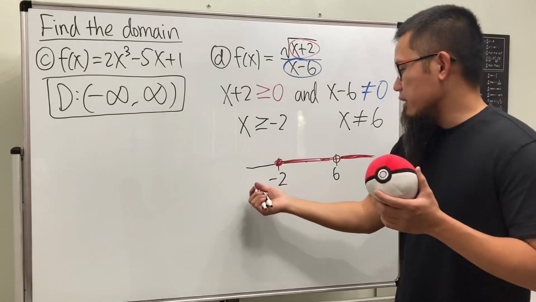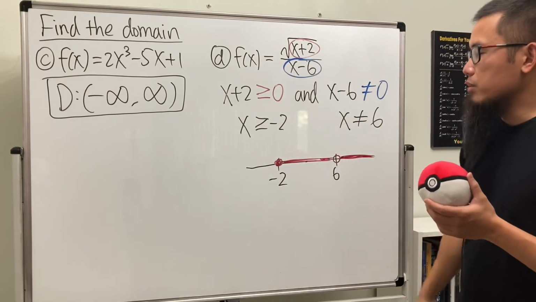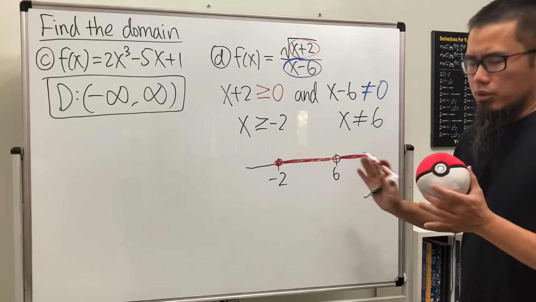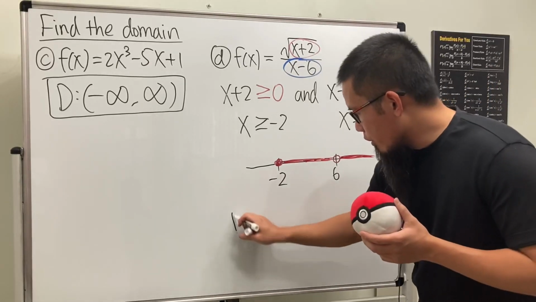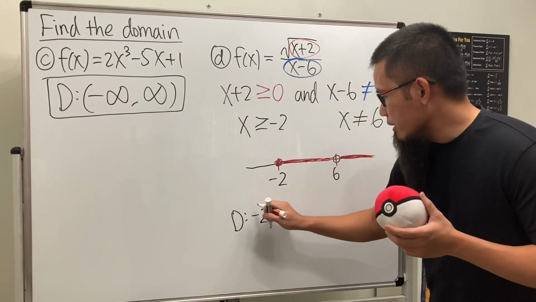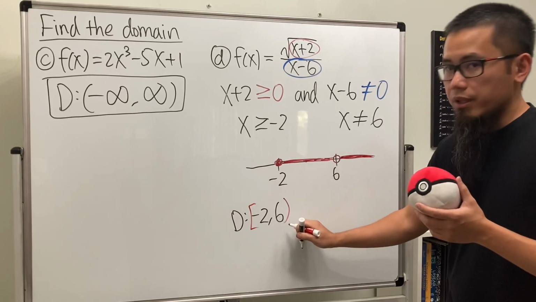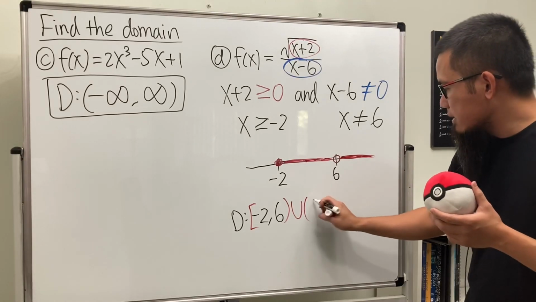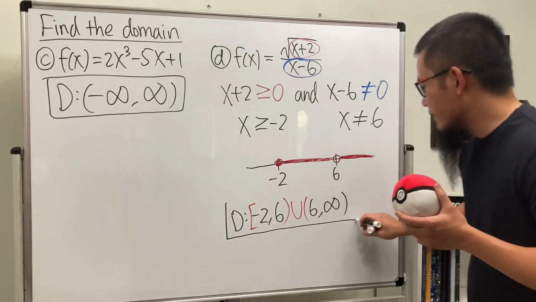But you cannot plug in, let's say negative 4. If you do that, inside here you get a negative number, so that's why. And of course, if you plug in 6, on the bottom you get 0, so that's no good. Anyway, here we have two pieces, so here we go. For the domain, we start at negative 2, including negative 2, and then we go to 6, but we skip that, so put down parentheses, and then we union with the other piece, going from 6 to infinity, and then we are done for this.